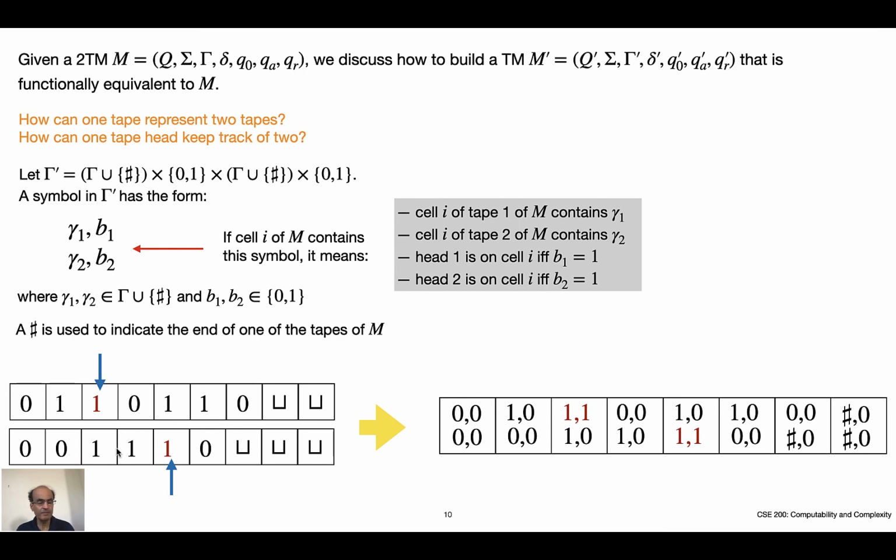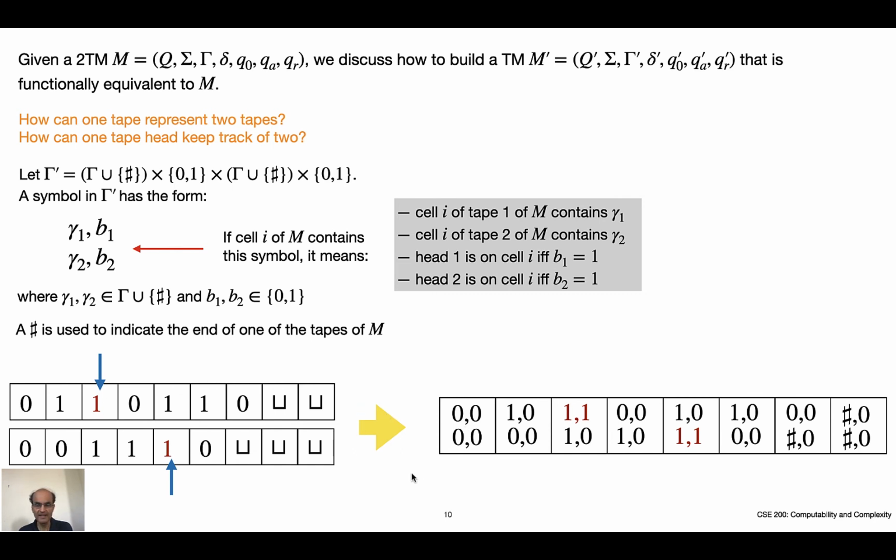Suppose my 2-tape machine had a configuration like this. It's in some state, which is not shown here. The first tape contains all this stuff, followed by blanks. The second tape, this stuff. Head number 1 scans square number 3 here. Head number 2 scans square number 5. Red means the contents of the square that's being scanned. Blue is the heads. I want to represent this somehow in my 1-tape machine.